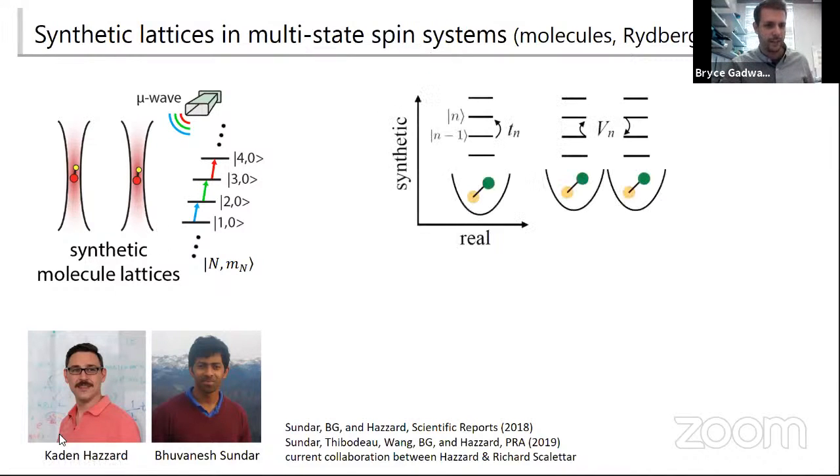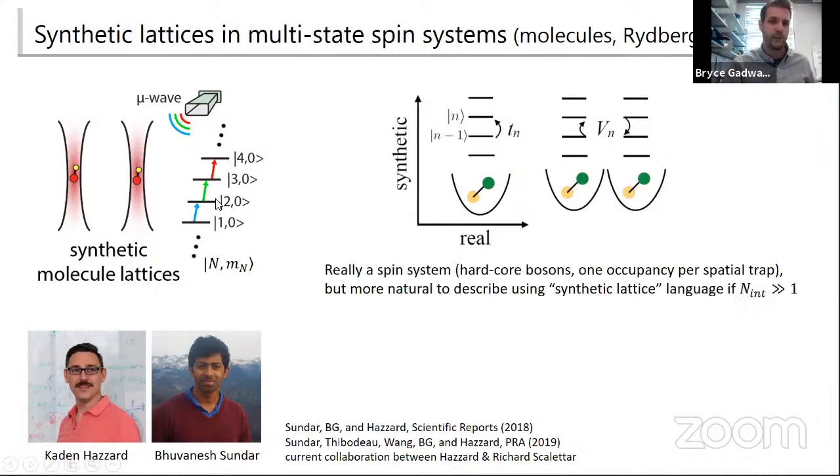And so working with Caden Hazard, seen here with the mustache, and Bhuvnesh Sundar, we thought about how these ideas could be applied to things like molecules and Rydberg atoms, where instead of driving with Bragg transitions, you have microwaves that can drive internal state transitions. And I'd say the key difference is that if you want to be a stickler, maybe you'd like to confine one particle per region in site. And so you'd like to use systems that have long range interactions. So this isn't a strong requirement, but I'd say it's good if you're thinking about things like chemistry going on or some bad processes going on, which would definitely be the case for Rydbergs and molecules.